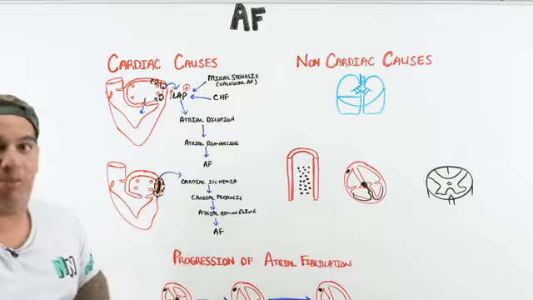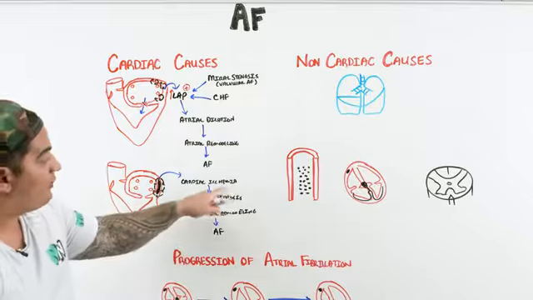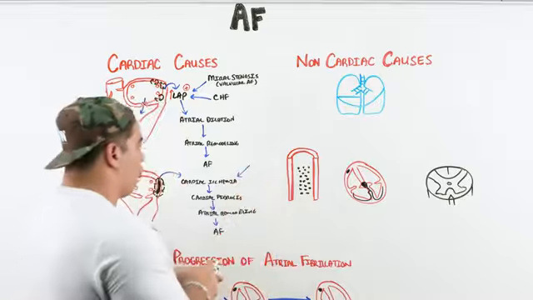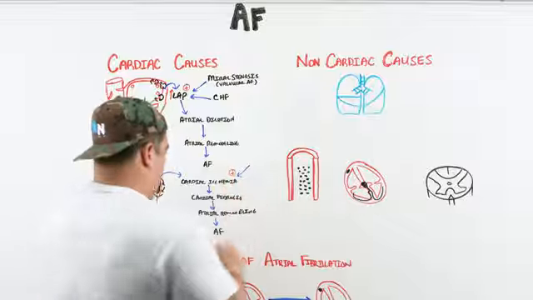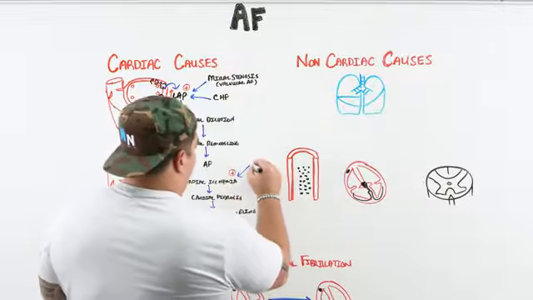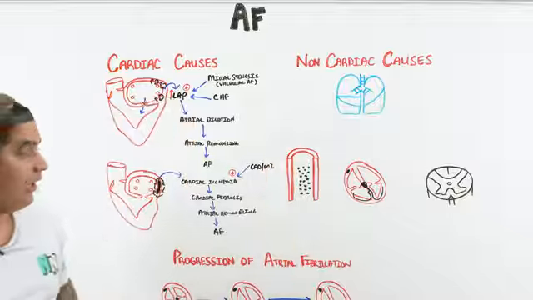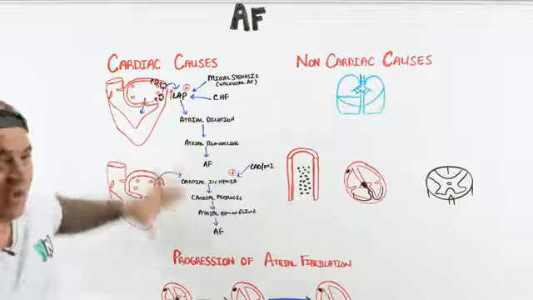This is the problem, but we have to ask ourselves the question, what is precipitating the cardiac ischemia? This is usually coronary artery disease. So this is usually a patient who has underlying coronary artery disease or they suffered a myocardial infarction. All right, so we have the cardiac causes.